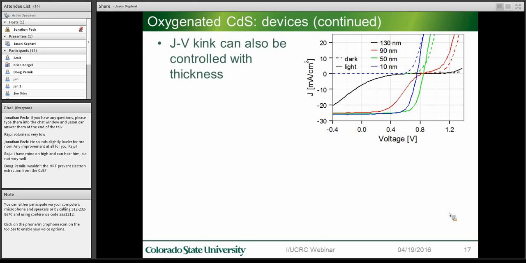Another way to control this barrier or kink is by changing the thickness of the window layer. So if you have a thick 130 nanometer window layer and reduce it down to 90 and then 50 nanometers, you can eliminate the kink behavior. If you make it too thin, you see a reduction in open circuit voltage.